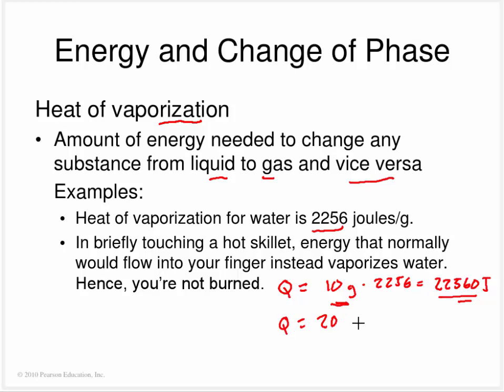If we wanted to do a similar example, suppose we had 20 grams of water, 20 times 2256, then that's going to be equal to 45,120 joules. A very large number compared to going from a solid to a liquid.